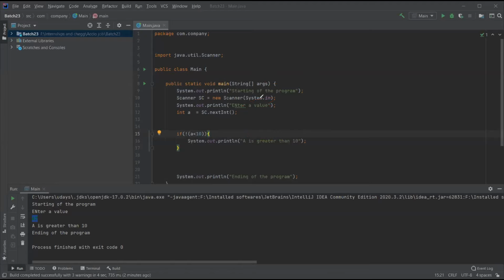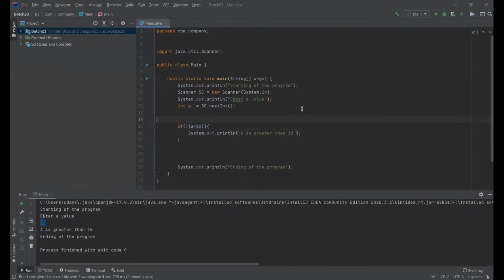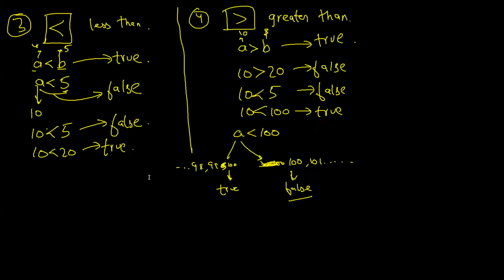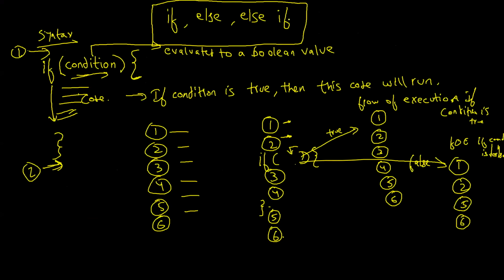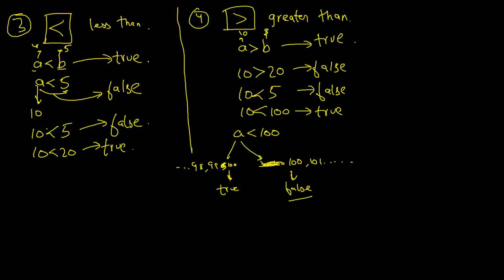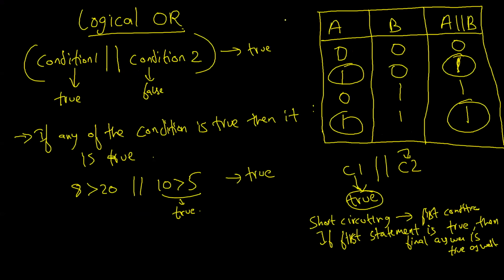Let me move ahead. If this is done, now the conditions are done, right? So let me tell you about the else part. Initially I was telling you that you have three keywords: if, else and else if. So let me tell you about else now. Okay?